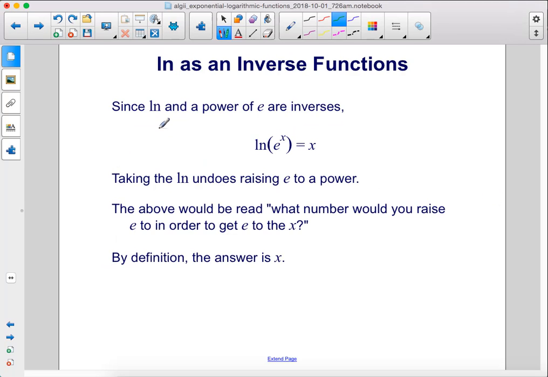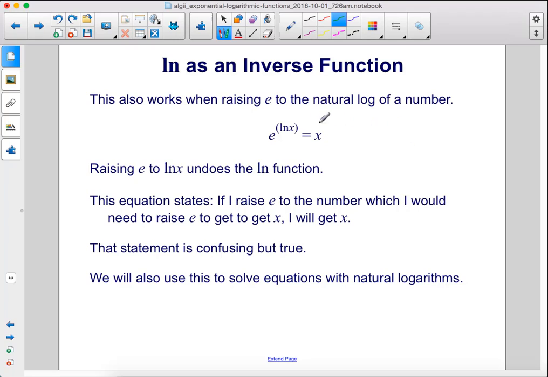Since the natural log and a power of e are inverses, taking the natural log undoes raising e to a power. The above would be read, what number would you raise e to in order to get e to the x? By definition, the answer is x. So taking the natural log and raising e to a power undo each other, and we just are left with x. This also works when raising e to the natural log of a number. Raising e to the natural log of x undoes the natural log function.